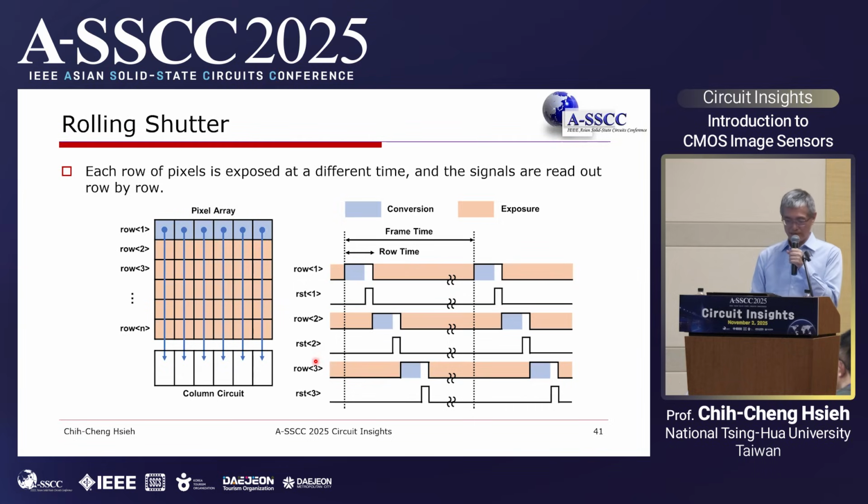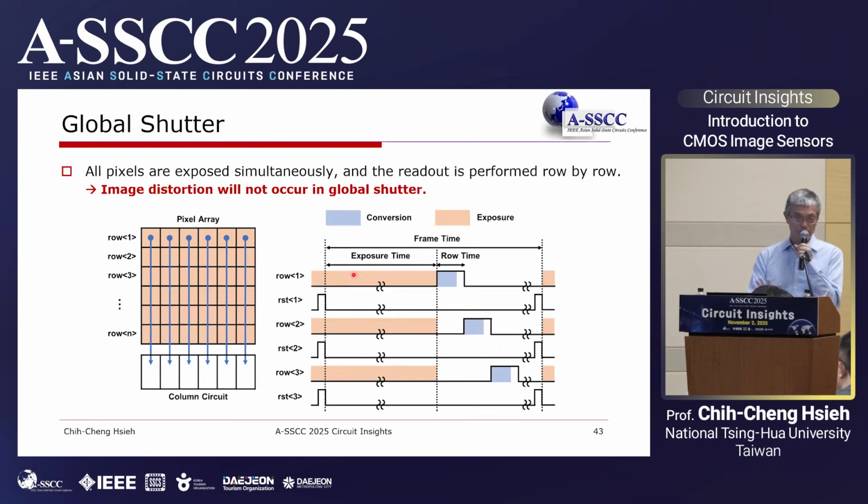There are two kinds of shutter that have been used. One is the rolling shutter, which means that each row in this pixel array will be reset, exposed, and read out sequentially. That means the starting point of each row is different. Compared to the global shutter, we will control the shutter simultaneously for each pixel, so that the starting time and the ending time of the exposure will be the same.